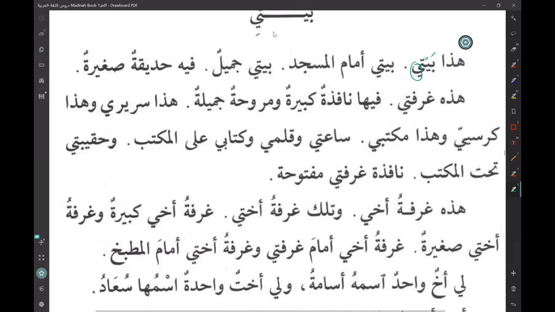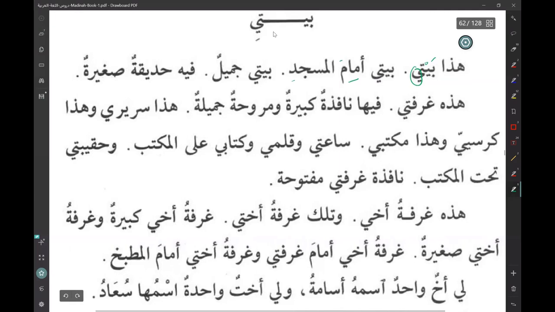So baiti, amama, what would be amama al-masjid? Okay, baiti amama al-masjid. And amama, of course, is what? Yes, preposition, ظرف. You can say both. In Arabic, it will be ظرف, ظرف المكان, the adverb of place. So my house is in front of the masjid. Baiti jamilun. My house is beautiful, right? Very simple things. I'll be going through quickly.